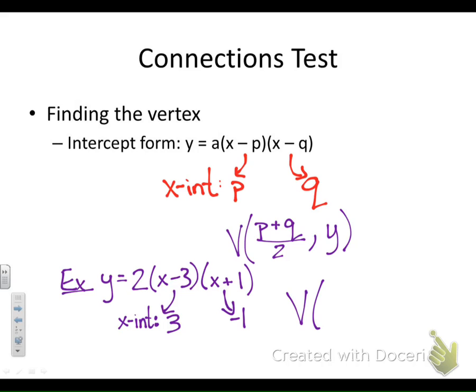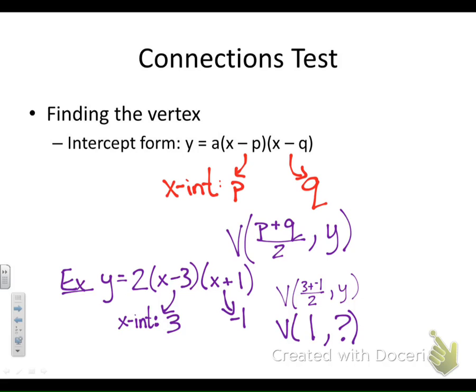My vertex x-coordinate is going to be 3 plus -1 divided by 2. It's going to be the middle, and to find the middle, it's like finding the midpoint. So then I'm going to plug 1 into the equation.